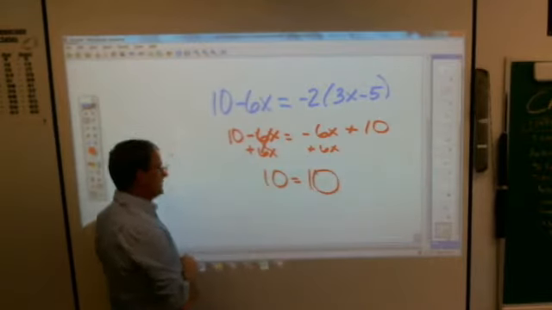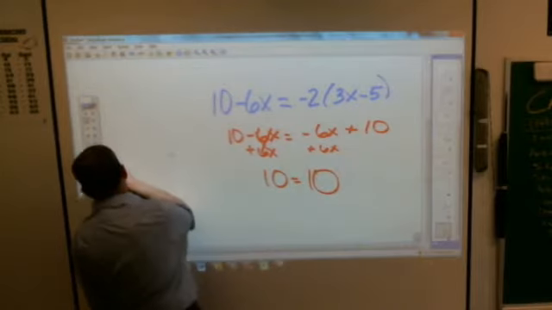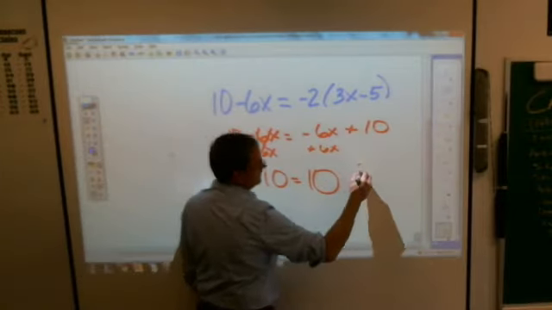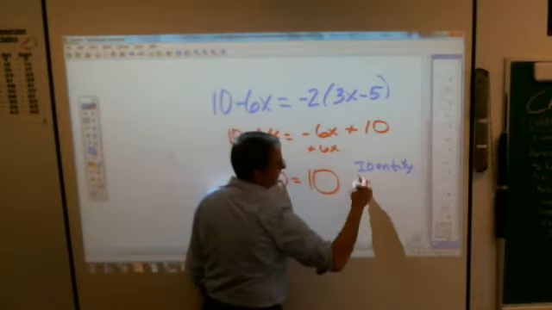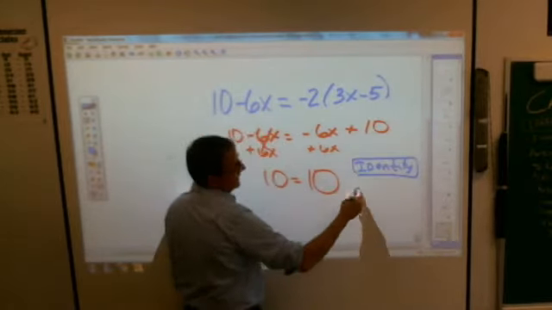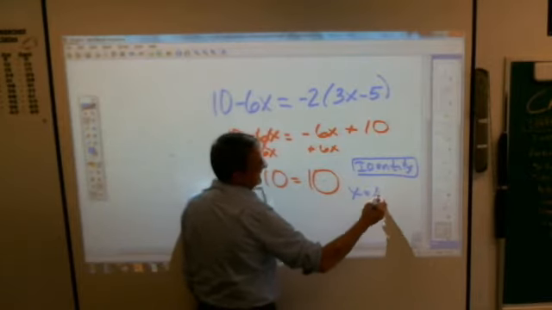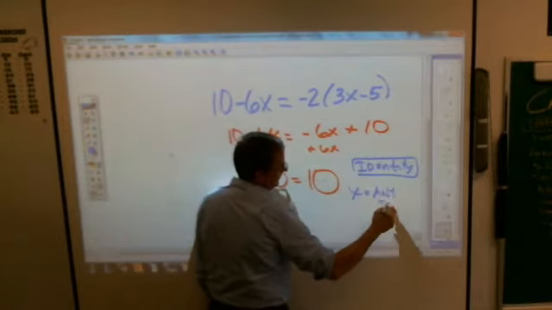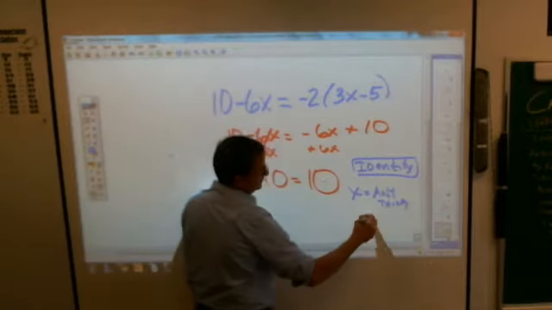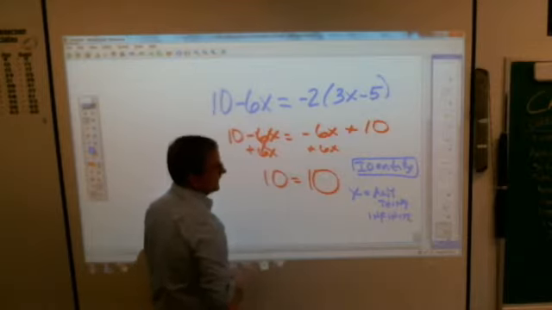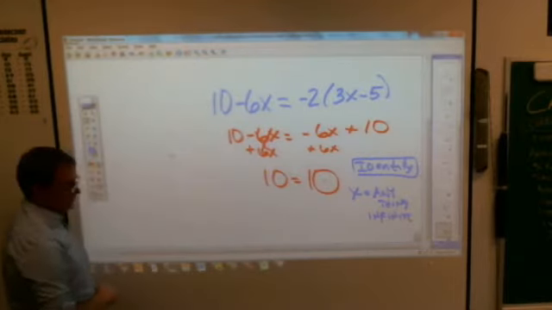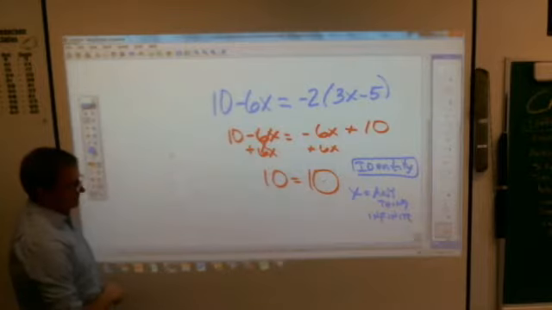If that ever happens, ladies and gentlemen, this is probably good to write in your notes. This is what we call an identity problem. And what that means is x can be anything, or there are infinite solutions. No matter what number you put in for x, you will get a true statement. You with me on that?